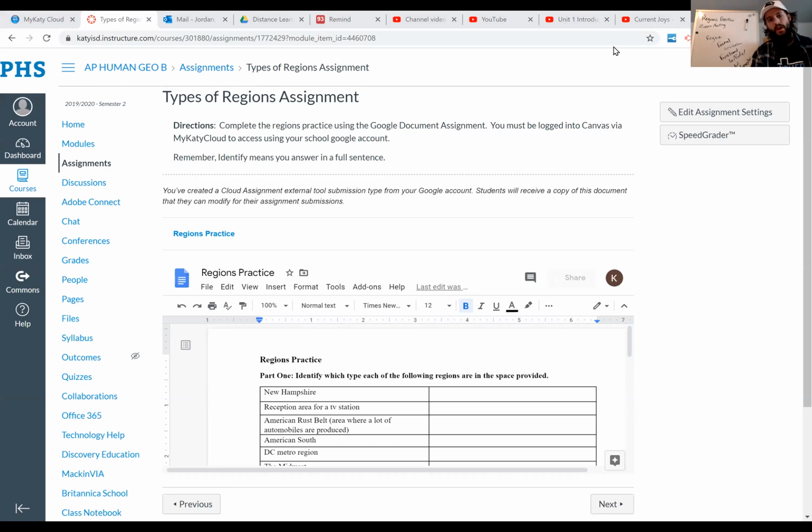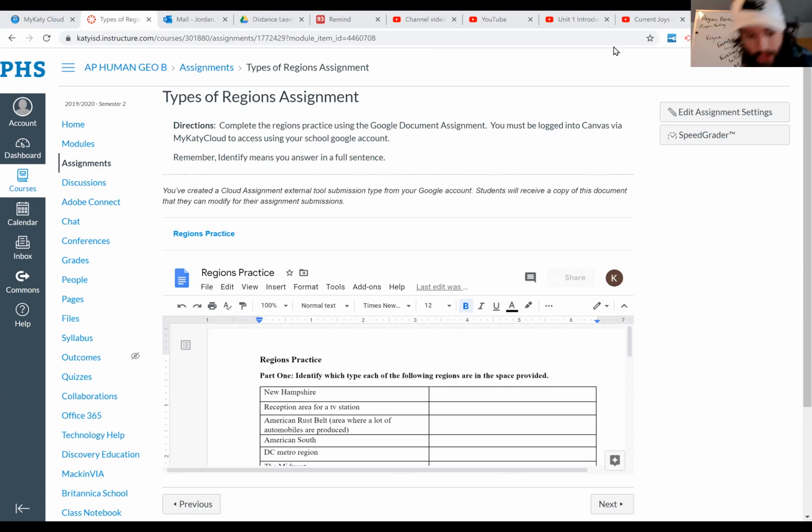All right. Formal, no. There is no official guideline on what area is New Hampshire. Or is there? I'm just kidding. It's formal. Yeah, it's a state. All right. So, reception area for a TV station. What do you guys think reception area for a TV station is? Nodal. Good. Perfect. All right. Or also functional, right? Those are both the same thing.